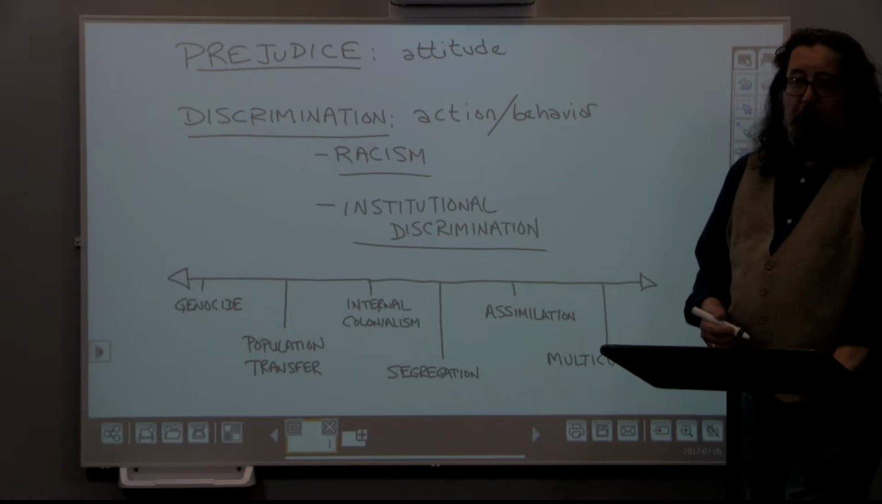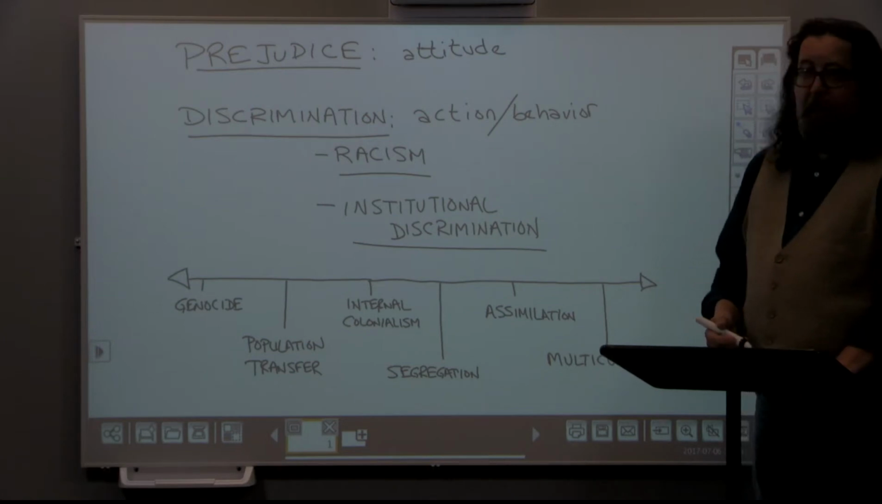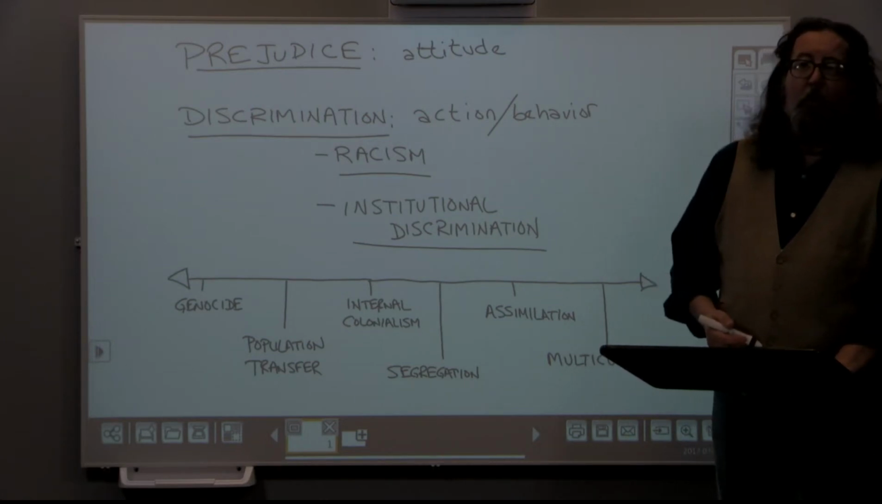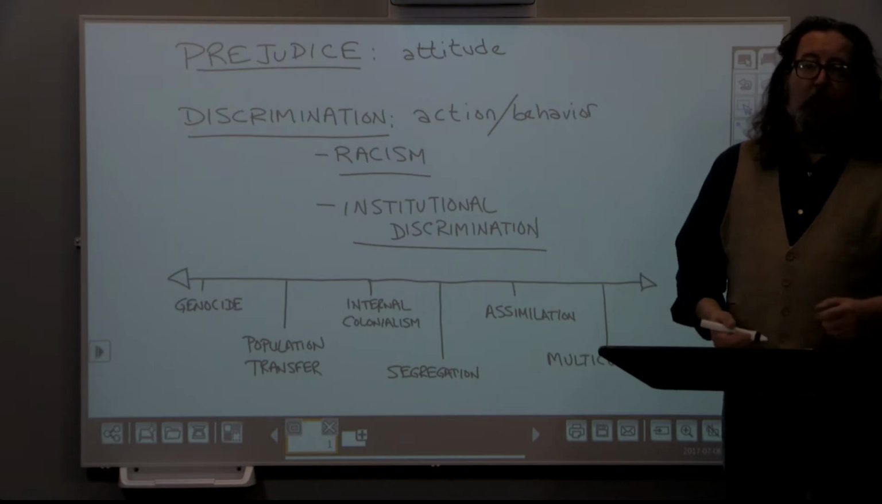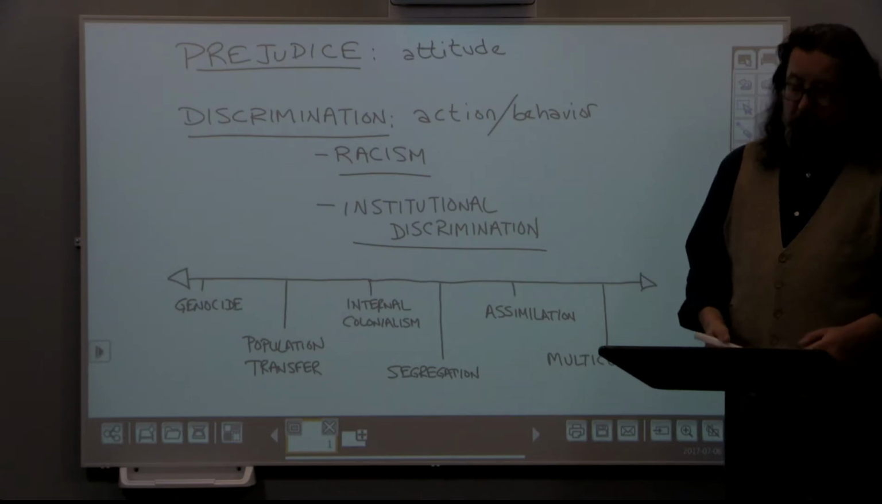Clearly, like most things we talk about associated with culture and society, prejudice is learned. It is not inherited. So again, there's no such thing as naturally occurring prejudice. These are ideas and attitudes that are learned by individuals.